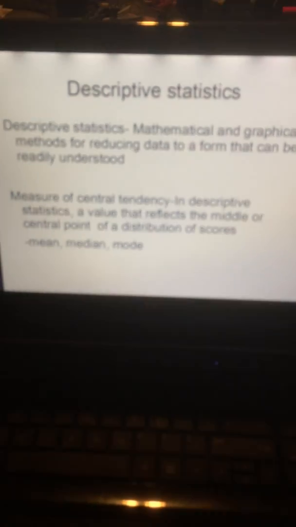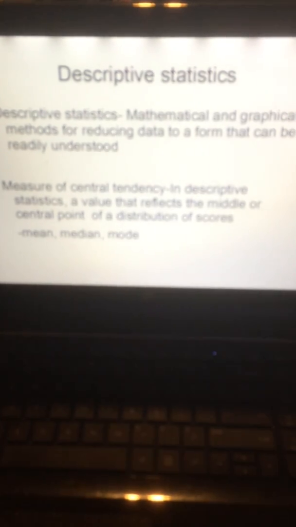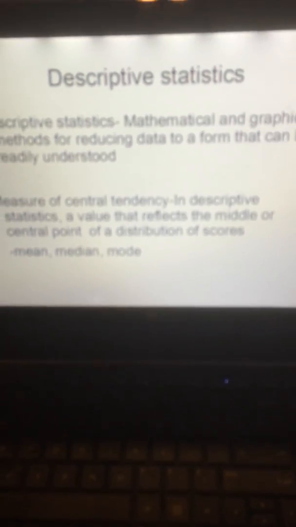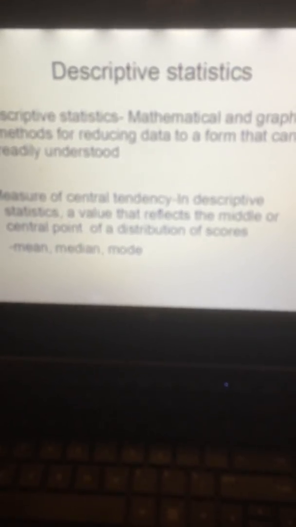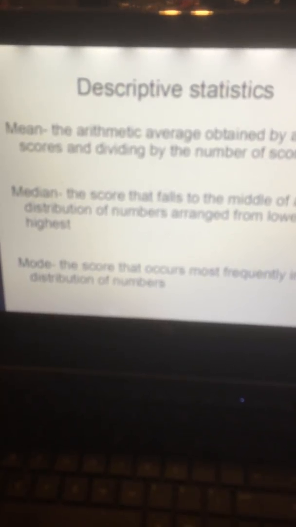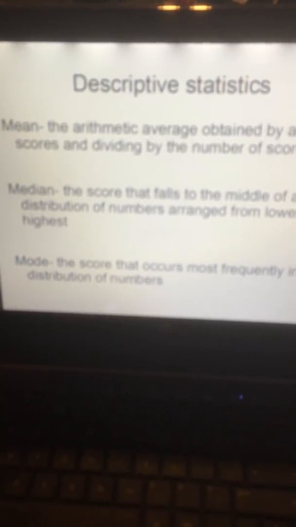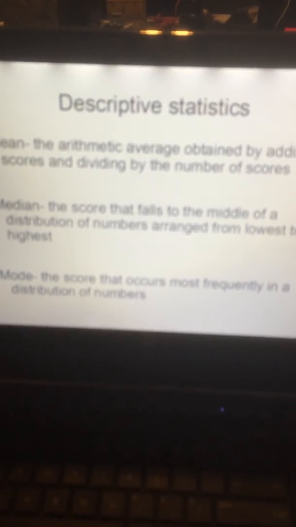Now there's descriptive statistics, which is reducing data to a form that can be easily understood. Let's talk about measures of central tendency. This is a value that reflects the middle or central point of a distribution of scores. Mean, median, and mode. The mean is just the arithmetic average. You do this every semester when you average your grades. You add up the scores and divide by the number.